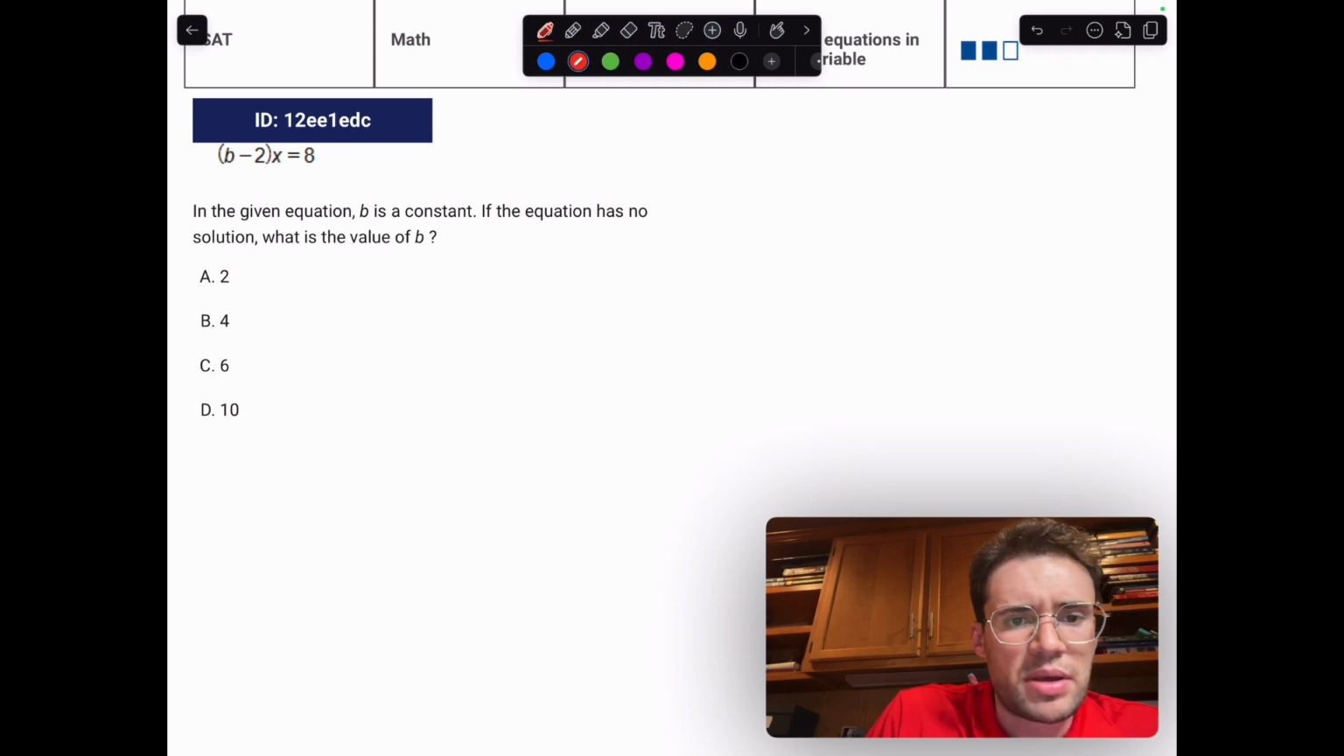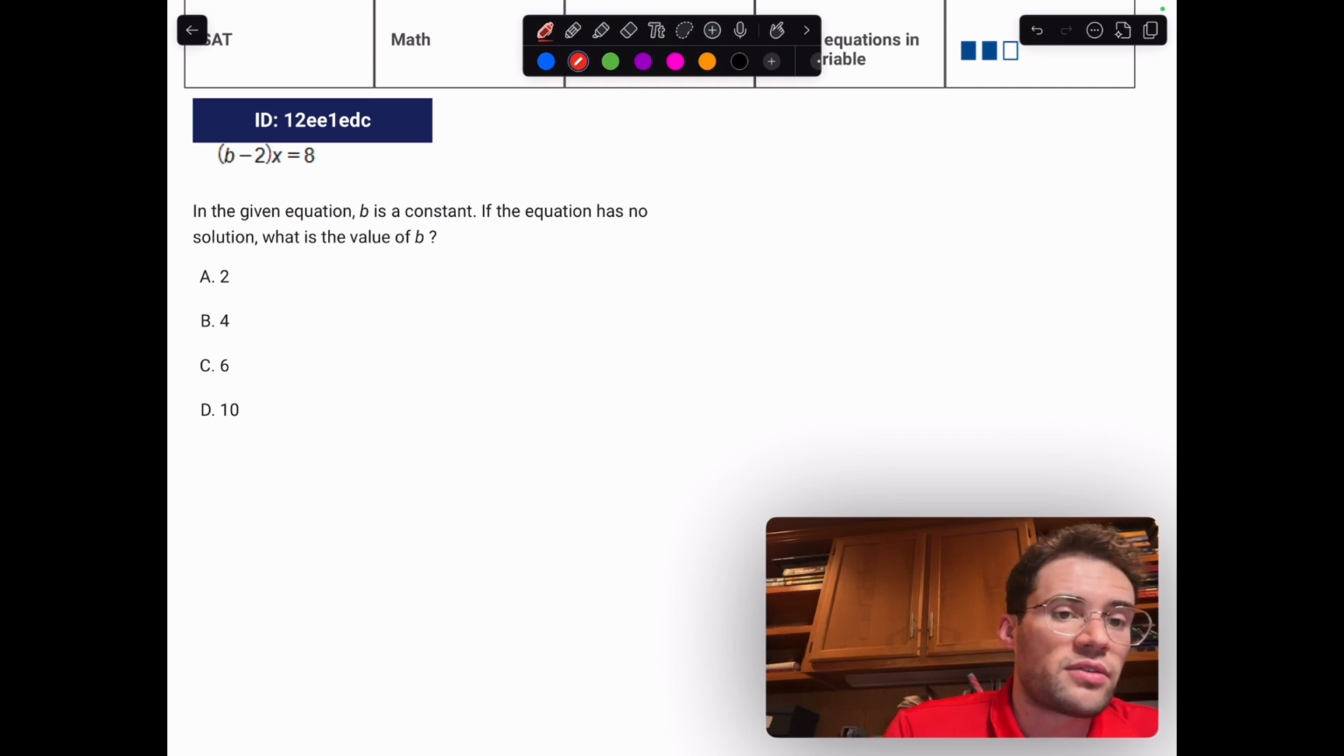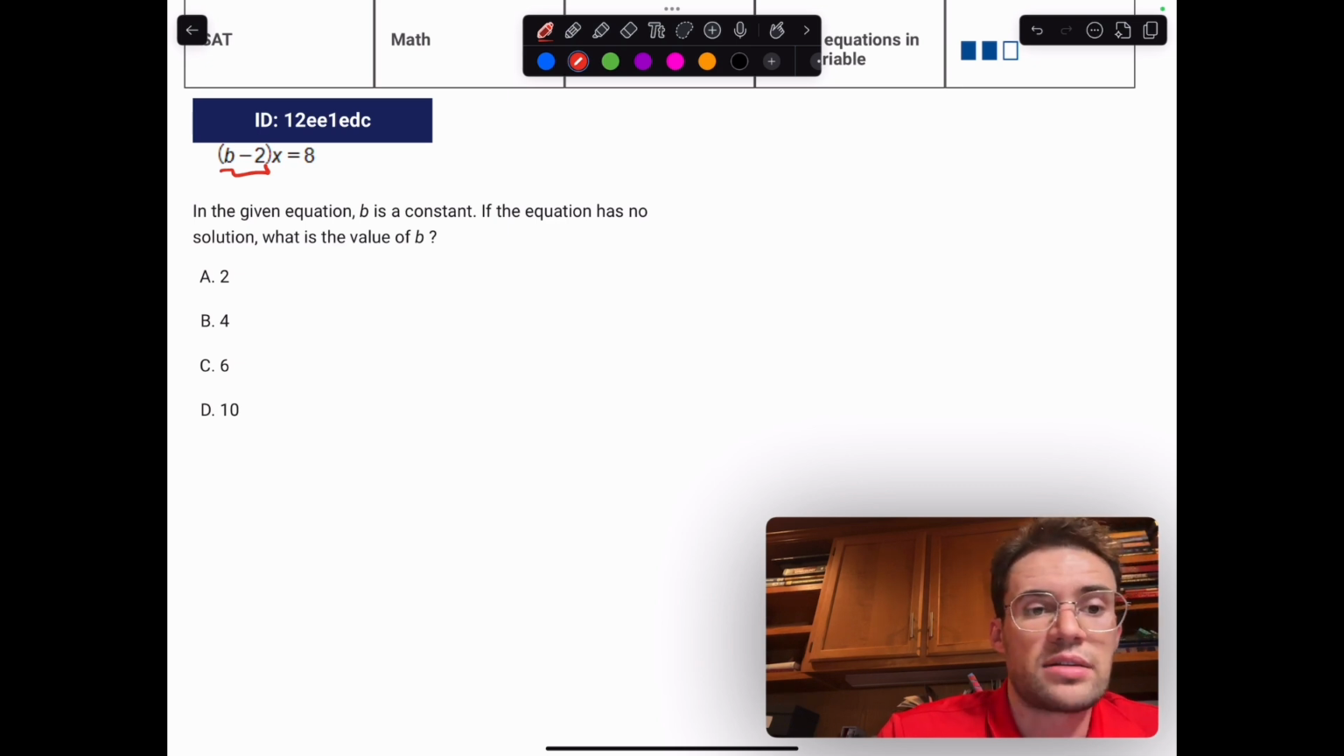All right, here we have the quantity b minus 2 times x equals 8. In the given equation, b is a constant. If the equation has no solution, what is the value of b? If it has no solution, then you're going to have two different things on the two different sides. Because there's no x on this side, this b minus 2 is going to have to be equal to 0, because then you'd have 0 times x is 0, and 0 is never equal to 8.